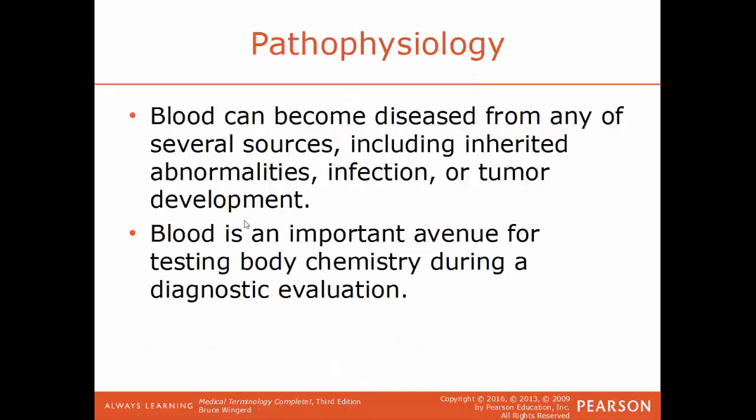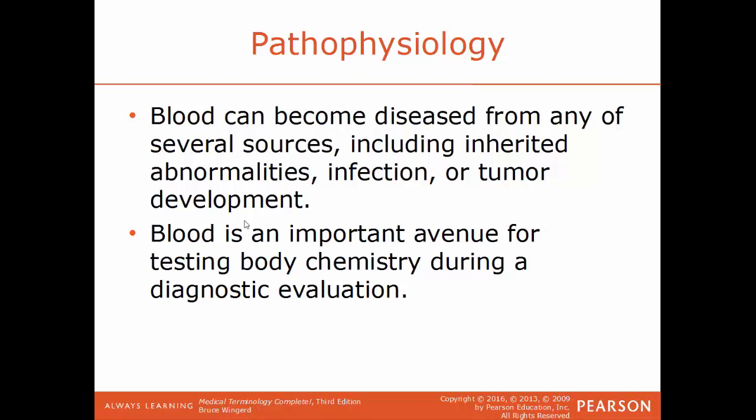Alright, now we'll talk about some pathophysiology when it comes to blood. Now blood can become diseased from a variety of sources, either from an inherited mutation or an infection or a development of a tumor. And of course the blood is a very important avenue for testing body chemistry. It's used as a diagnostic tool.